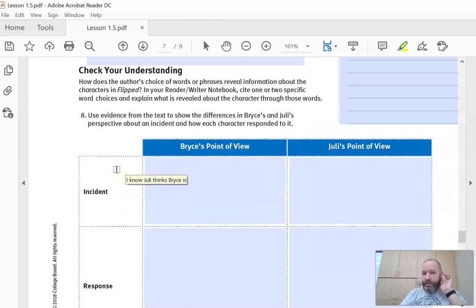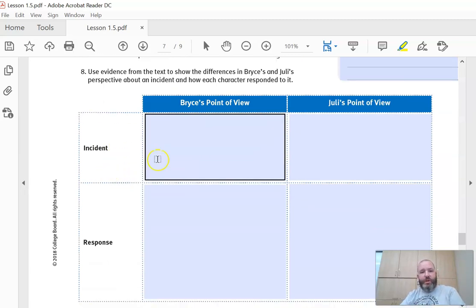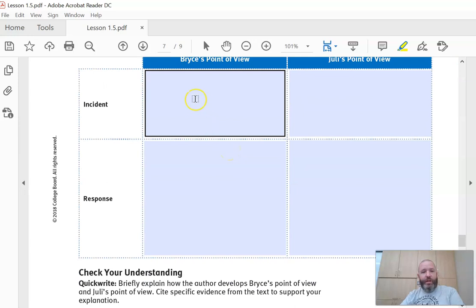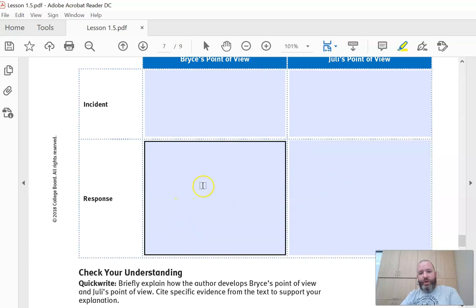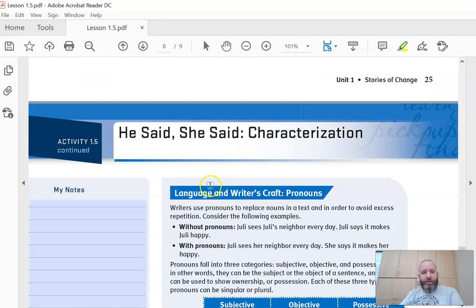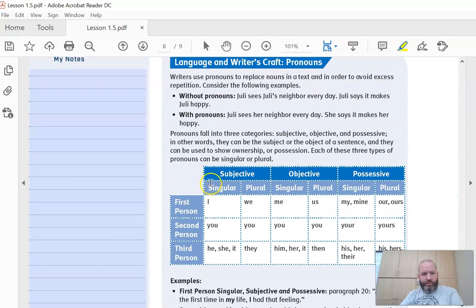Okay, and then there's going to be a couple main events in the story that you're going to retell from how Bryce sees it and how Julie sees it. I would recommend, this is kind of giving away, there's a part where they hold hands. How Bryce sees that holding hands and how Julie sees it is very different. So I would focus on that one. That's the easiest one. I'll give you that hint. So how they describe the incident, the thing that happened, and how they both respond to the incident, because they respond very differently. Okay, and the last part, we still got another page.